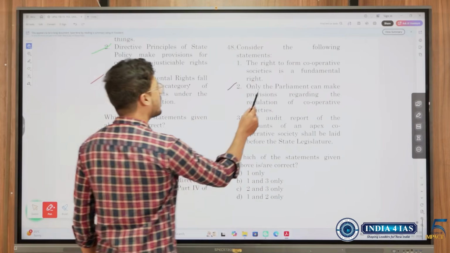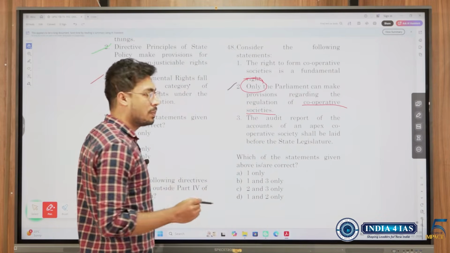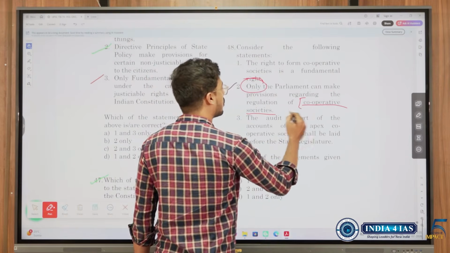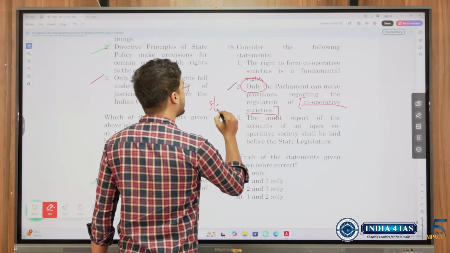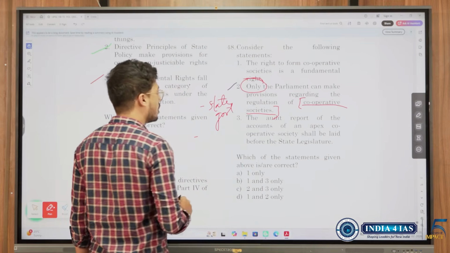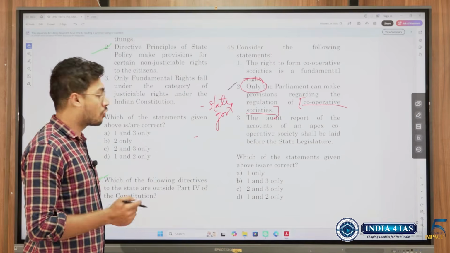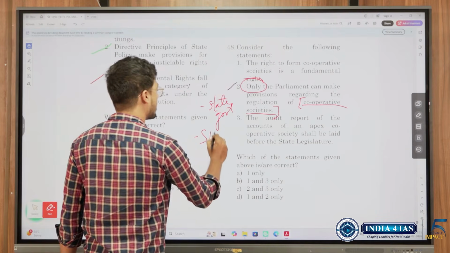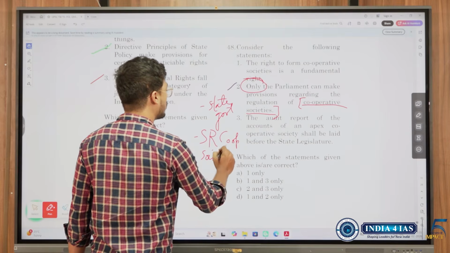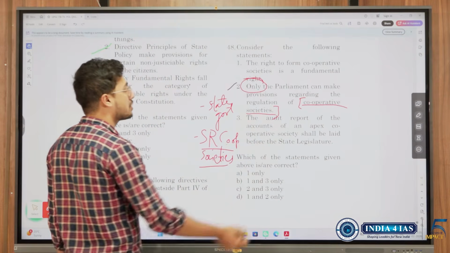See here again, only the Parliament can make provisions related to regulation of cooperative societies. Whenever this term 'only' comes, be extra careful. Only the Parliament can make provisions related to cooperative societies? No, the state government can make. Even if you remember the Registrar General of Cooperative Societies or the State Registrar of Cooperative Societies, you would have known that it is not just the Parliament. In fact, Parliament doesn't regulate cooperative societies in general.